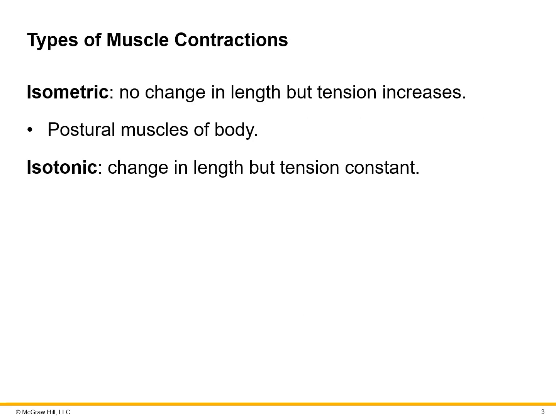All right, we have two different types of muscle contractions, isometric and isotonic. And the difference here is about the length. Isometric, thinking about metric as the length, means there's no change in length, but the tension is increasing on the muscle. So this would be like our postural muscles. They're not shortening or lengthening, but they are becoming more tense. Whereas isotonic, these are actually changing the length, but the tension remains constant. So again, with both of them, something's staying the same. It's just whether it's the tension or the length.